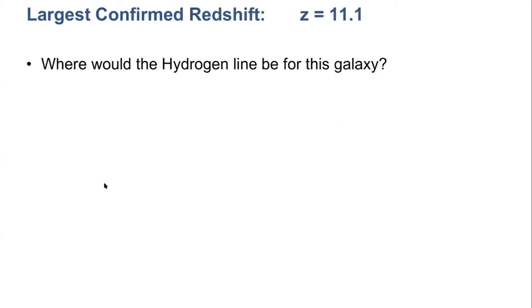Okay, so it turns out that the world record for largest confirmed redshift of an observed galaxy is z equals 11.1, which is a really high number. So where would that hydrogen line that starts at 656 nanometers be in a galaxy whose redshift is 11.1? Well, we can turn this equation around. We know that z equals lambda obs minus lambda rest divided by lambda rest.